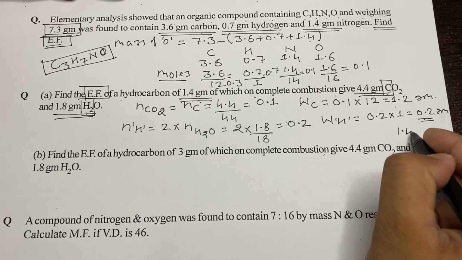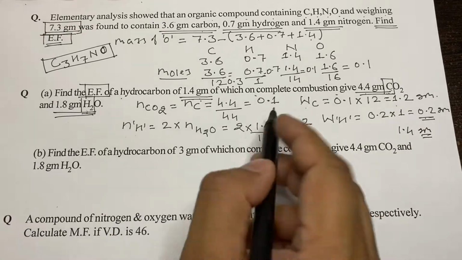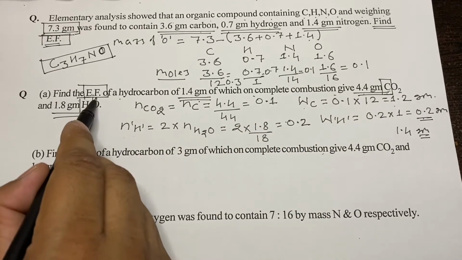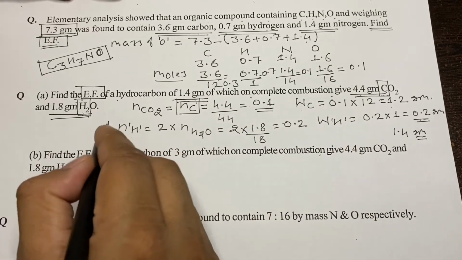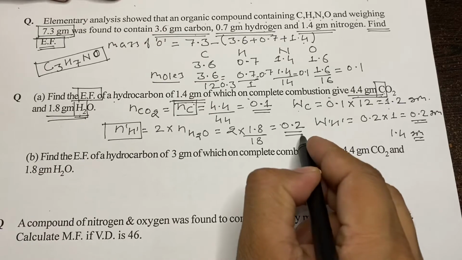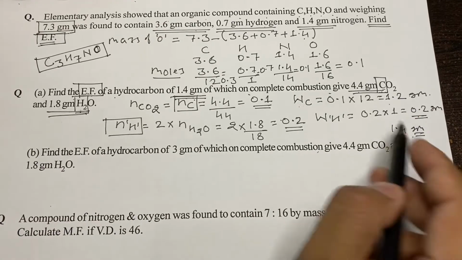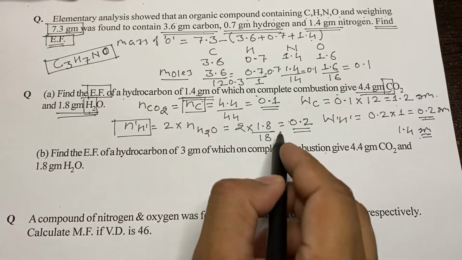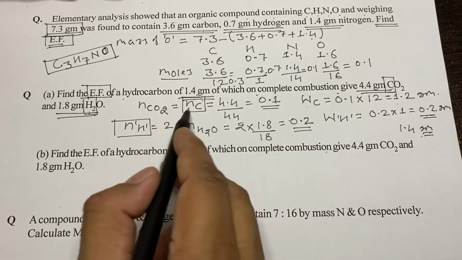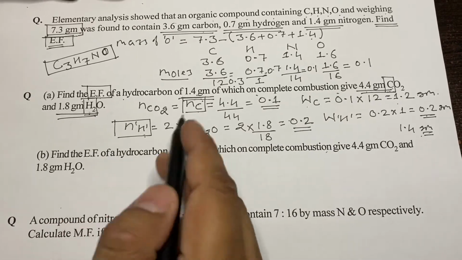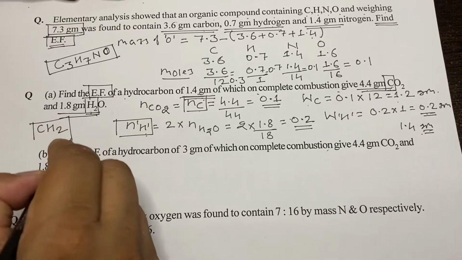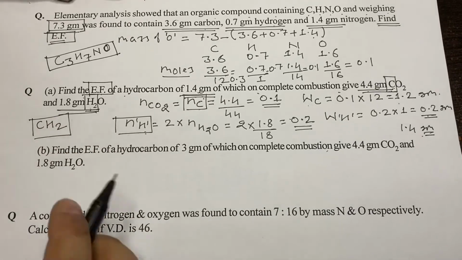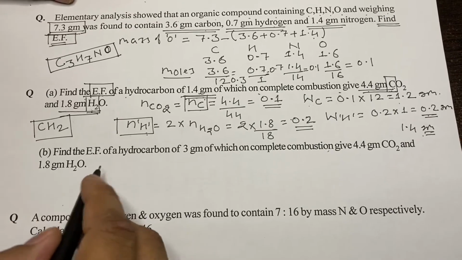will get 1.4 gram. So to determine the empirical formula, the moles of carbon is 0.1 and moles of hydrogen is 0.2, and this data satisfies the given data also. So we can simply find the simplest whole number ratio of carbon and hydrogen. The empirical formula is determined as CH2. Right? We can take one more example to explain this.